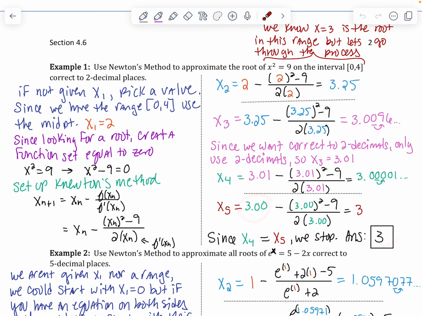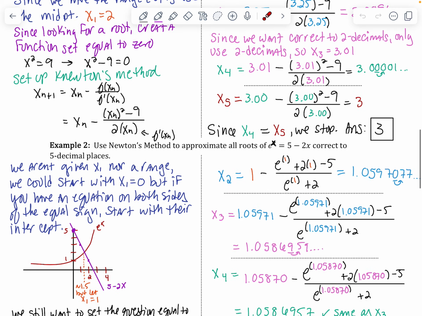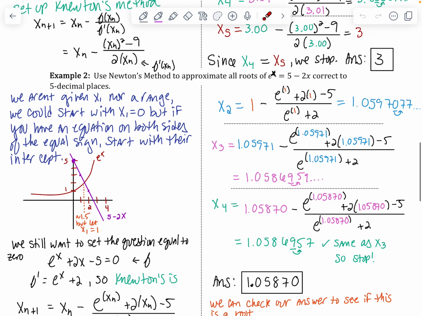And our answer is 3, or you could say 3.00. Now, what if you have a slight twist on that same problem? Let's look at example 2.